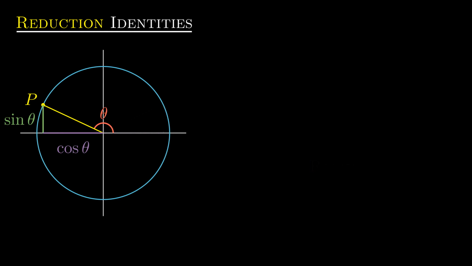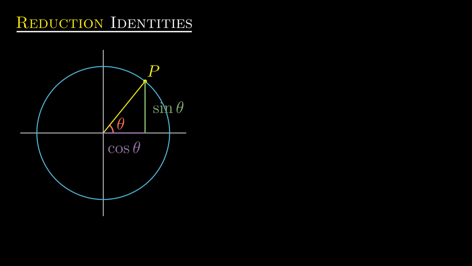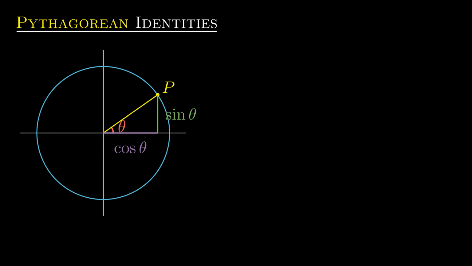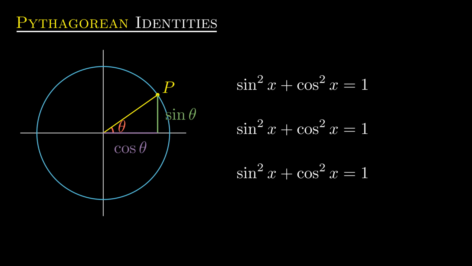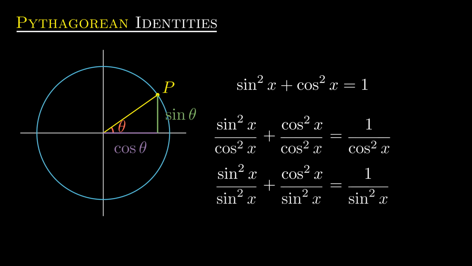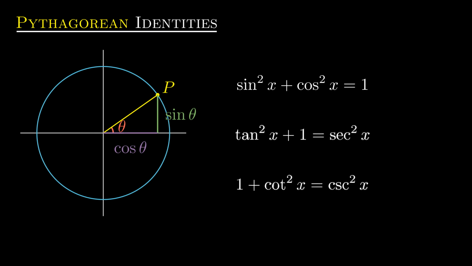You may have noticed that on our unit circle we have a right triangle with sides length sine theta, cosine theta, and the radius of 1. If we apply the Pythagorean theorem to this triangle, then we obtain the Pythagorean identities. Sine squared theta plus cosine squared theta is equal to 1, and we can obtain two others of a similar form by dividing by either cosine squared theta or sine squared theta.